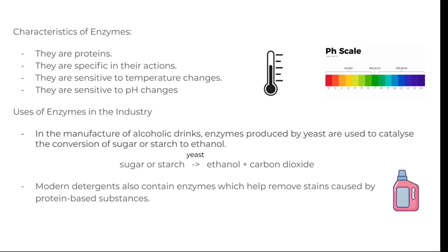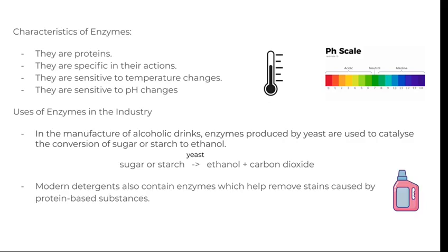Thirdly, they are sensitive to temperature changes. Many enzymes operate most effectively at body temperature, for example, between 35 degrees and 40 degrees. Above or below this range, the speed of reaction decreases. If the temperature is too low, the enzymes will become inactive. When the temperature is too high, the enzymes will be denatured or destroyed, and therefore unable to catalyze the reaction.